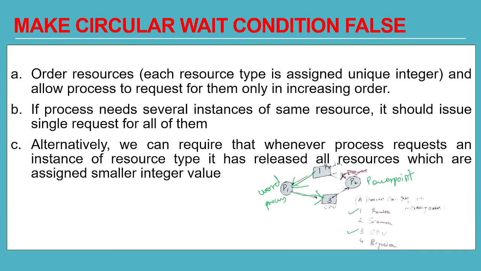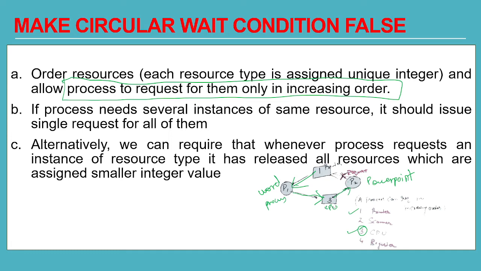Process P2, suppose it is a PowerPoint document. When it goes to main memory, it becomes a process. So process P2 is currently holding the CPU resource, that is resource number 3. What is written here? A process has to request resources in increasing order only. So after 3, P2 can request 4 or 5 or 6, but it cannot request resource number 2 or 1.